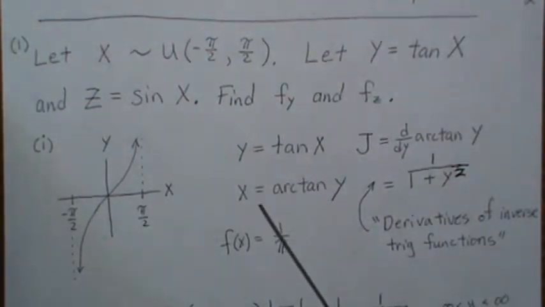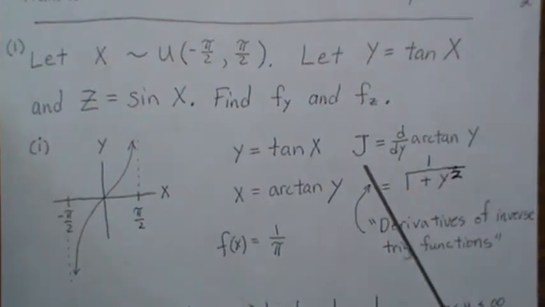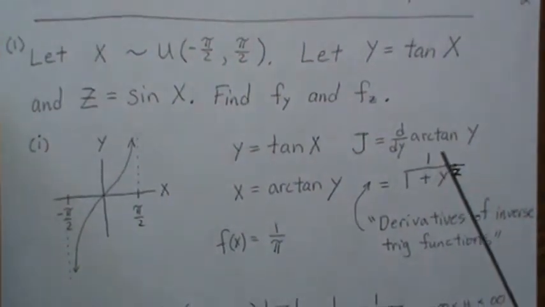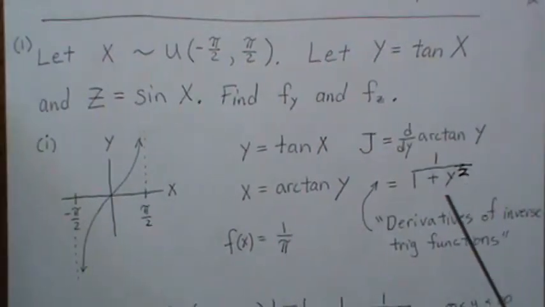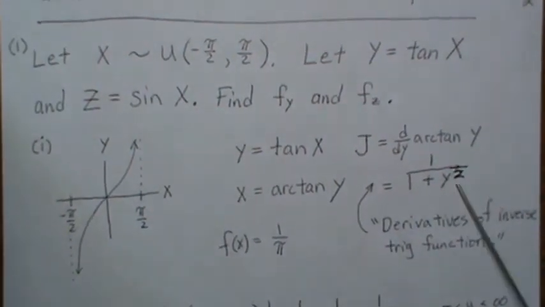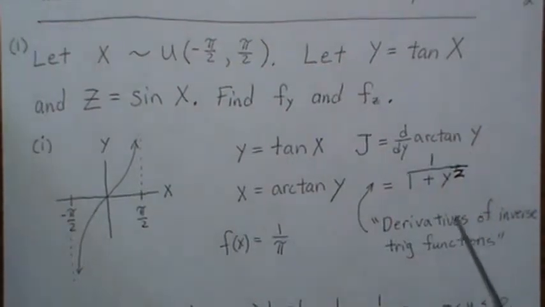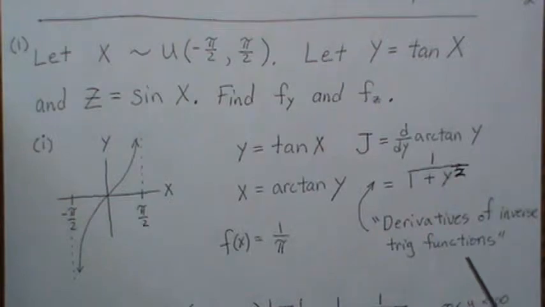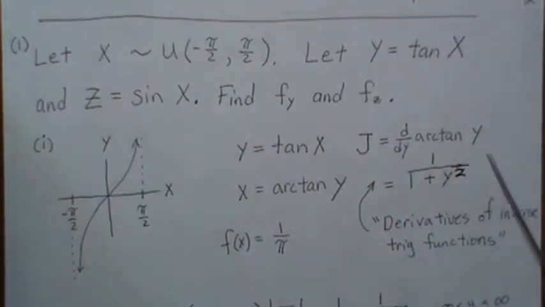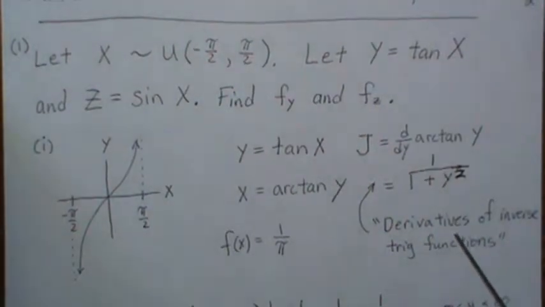Y equals tangent of X. Back solve for X, we get arctangent of Y. This is the density or distribution for X, it's just 1 over pi. The Jacobian, we take the derivative of the arctangent of Y, we get 1 over 1 plus Y squared. Now, this derivative, I'm not going to go into detail, but I'm going to point you to a video that I created called Derivatives of Inverse Trig Functions that explains that pretty good.